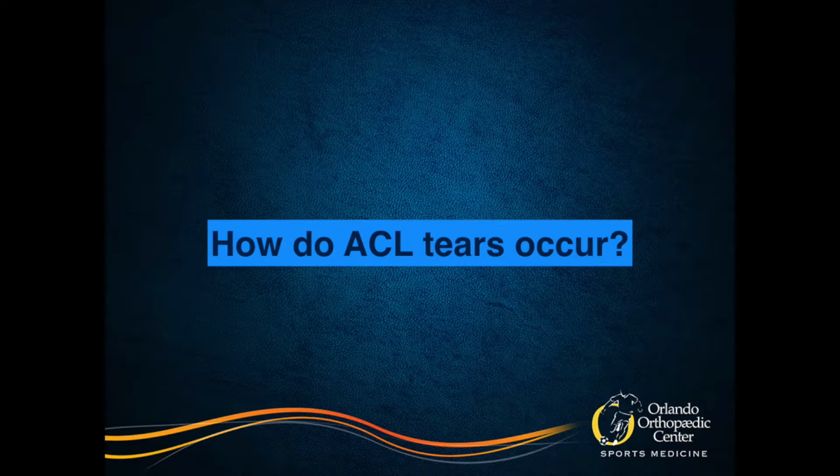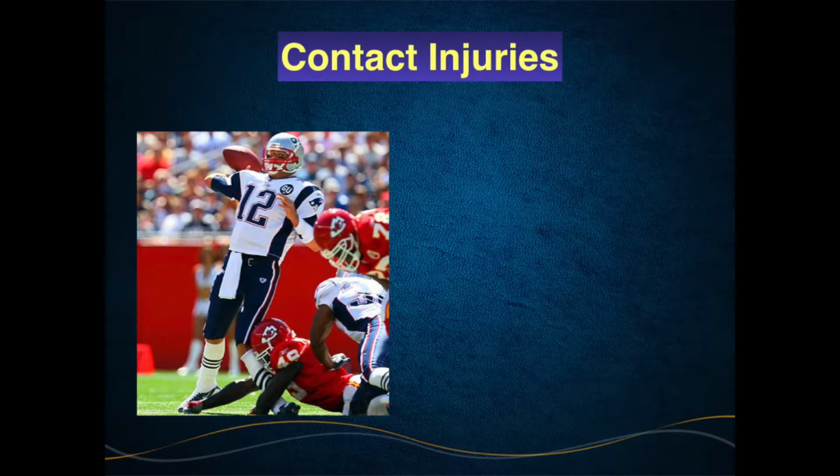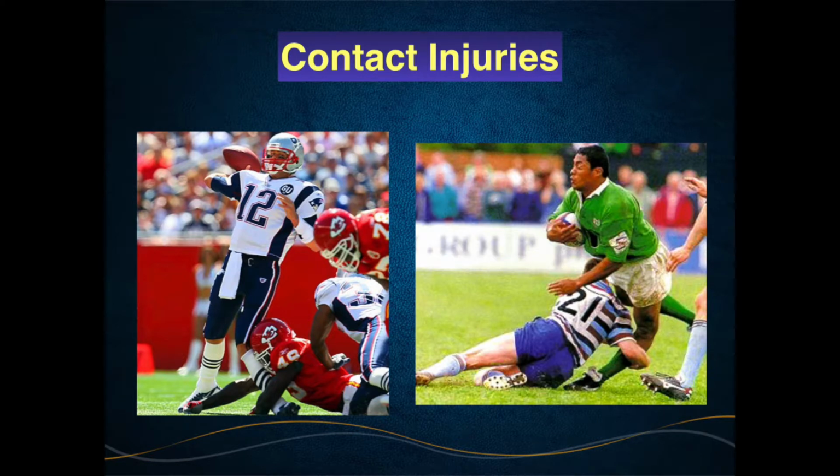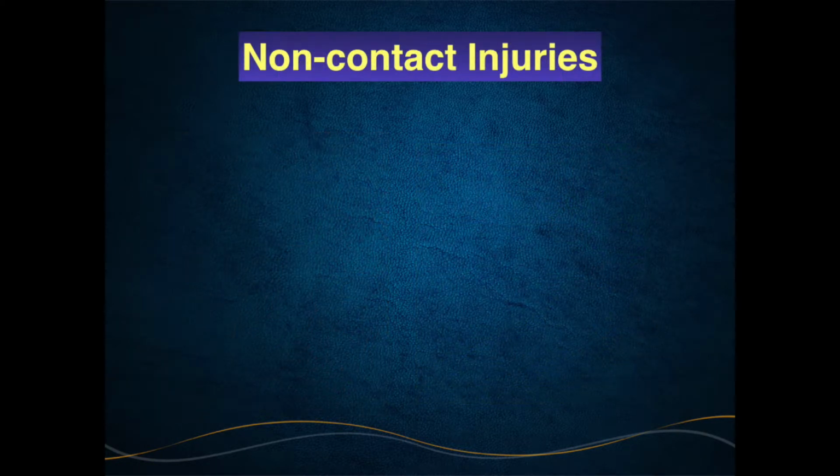So how do ACL tears occur? Well, they can be contact injuries like this direct blow to the lateral or outside part of the knee, or this blow to the front part of the knee. But more commonly, they're non-contact injuries.